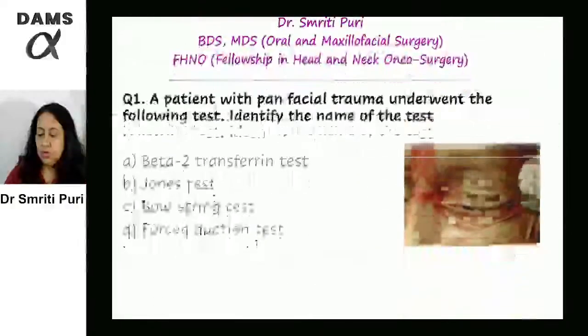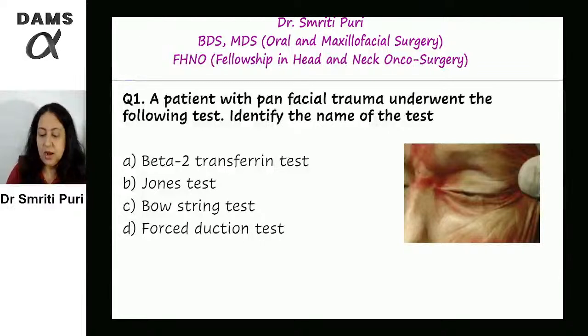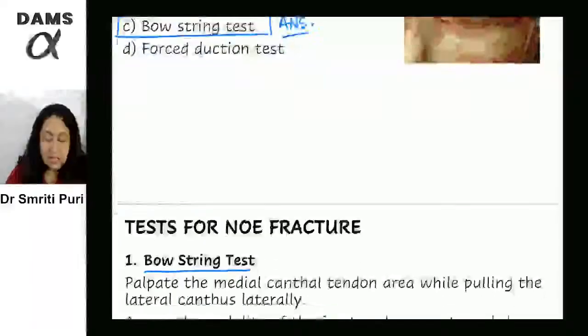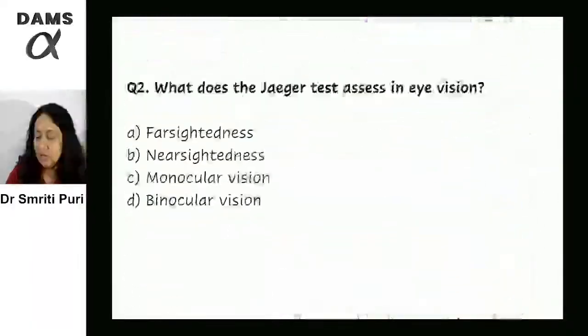So coming back to the question, the correct answer here is a bowstring test. Bowstring test is the correct answer. Now let's move on to the next question.